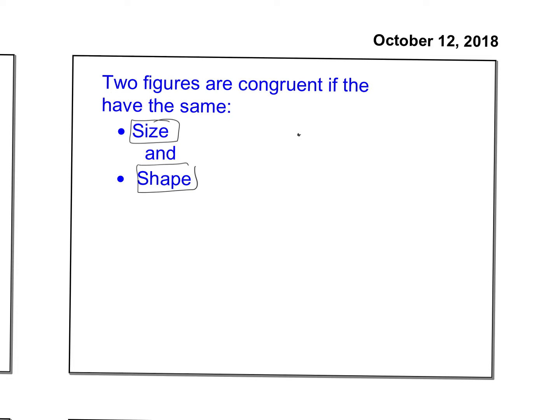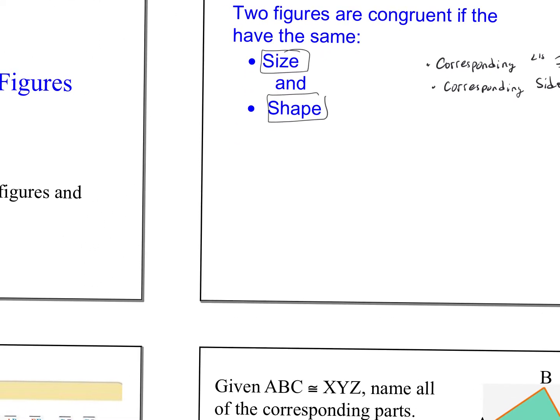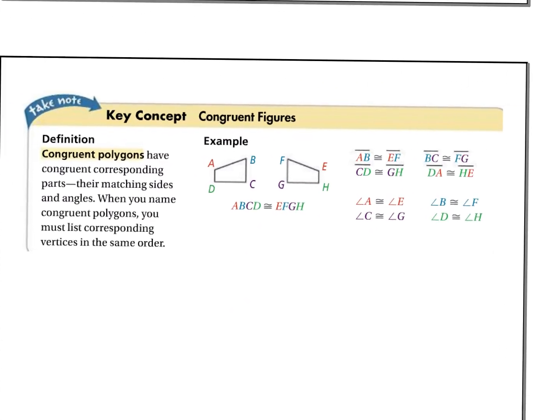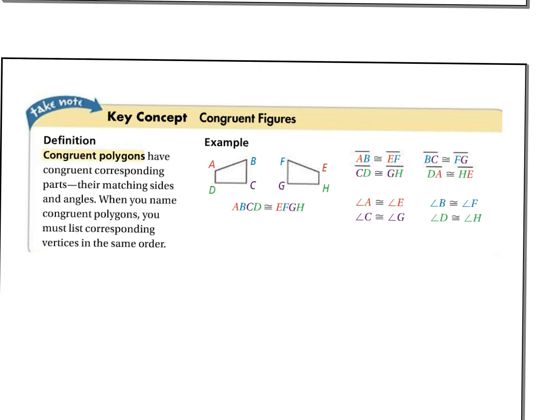So when we're looking at two figures being congruent, we're going to say that their corresponding parts would be the angles that would match up in the same position. So corresponding angles are congruent, and corresponding sides need to be congruent. So corresponding angles congruent, corresponding sides congruent, in order for two figures to be considered congruent. And here, congruent figures have the same congruent matching parts.